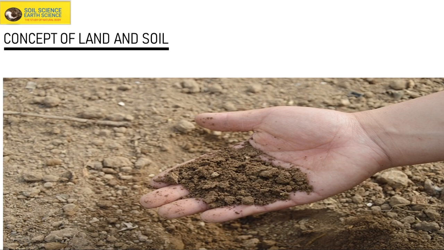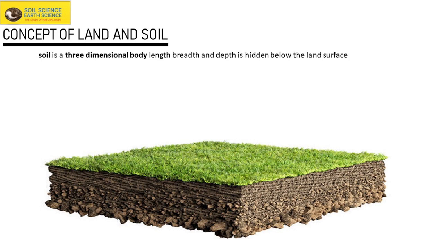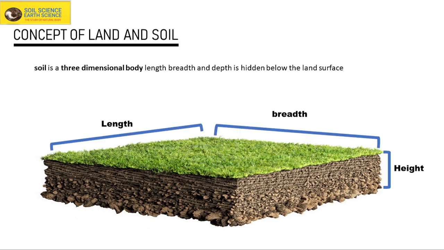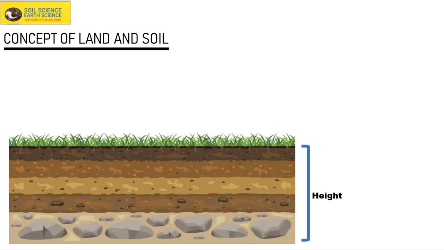We have covered the concept of land. Let's understand what is soil. Soil is a three-dimensional body having length, breadth, and depth, which is hidden below the land surface. The height of a soil is basically the depth of a soil, which represents the vertical section of a soil known as the soil profile.